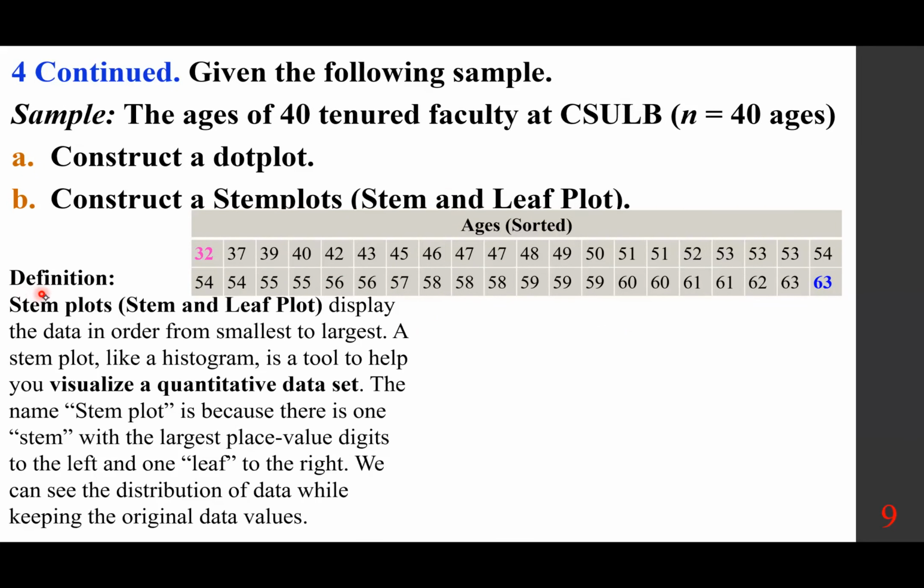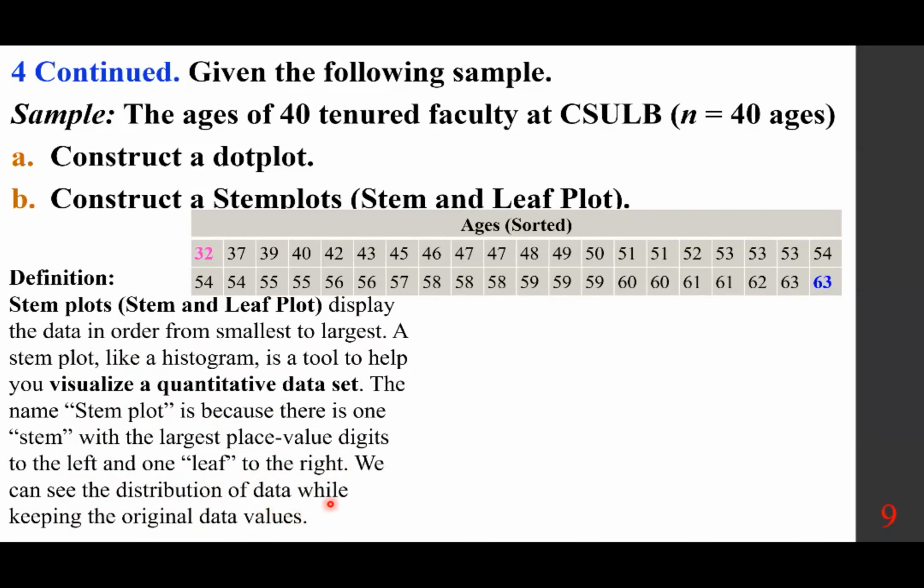So now, the definition. Could somebody read the definition, please? Stem plots, stem and leaf plots display the data in order from smallest to largest. A stem plot, like a histogram, is a tool to help you visualize a quantitative data set. The name stem plot is because there is one stem with the largest place value digits to the left and one leaf to the right. We can see the distribution of data while keeping the original data values.